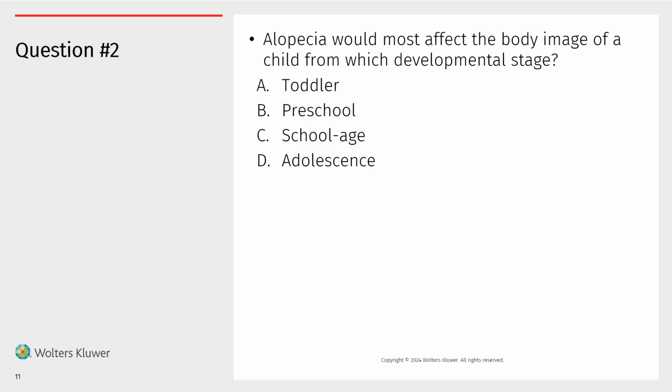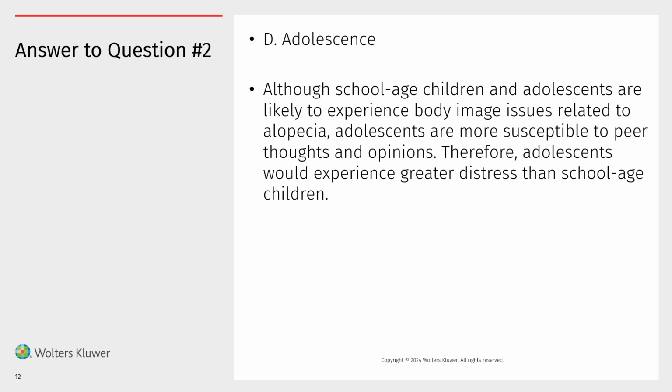So alopecia would most affect the body image of a child from which development stage? And you have to know what alopecia is. Toddlers, preschool, school age, or adolescent. It's adolescent. Although school-age children and adolescents are likely to experience body image issues related to losing your hair, adolescents are more susceptible to peer thoughts and opinions. Therefore, adolescents would experience greater distress than school-age children.